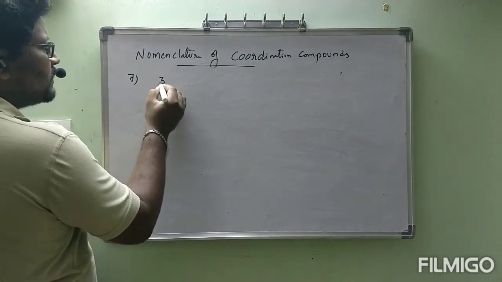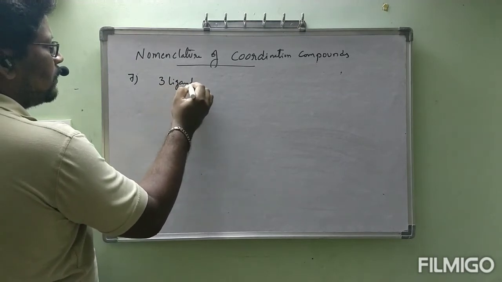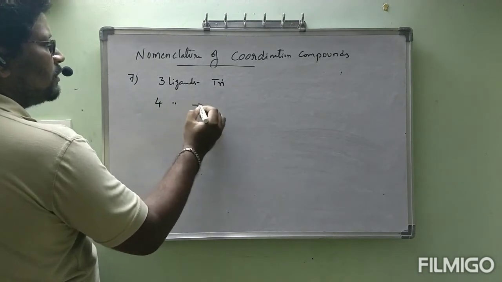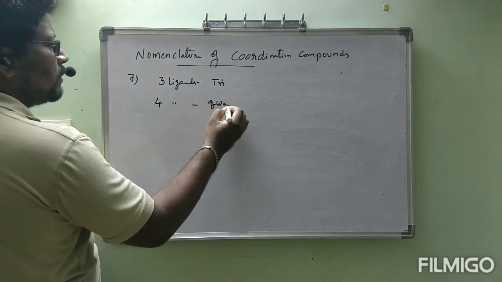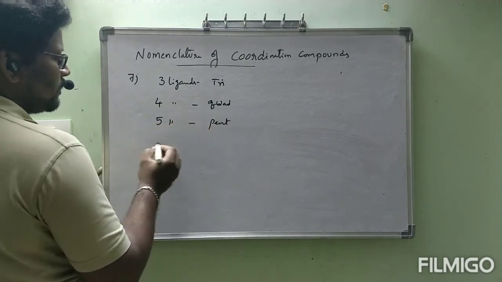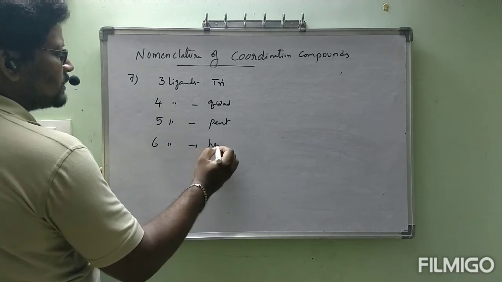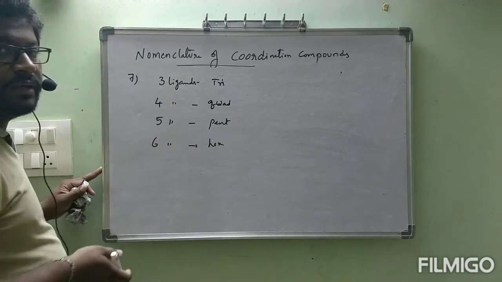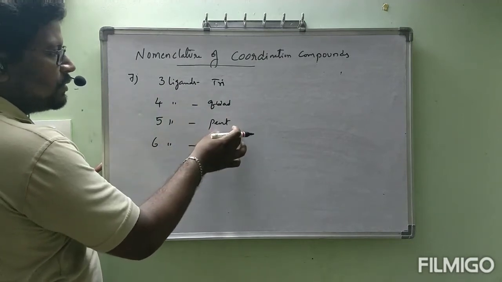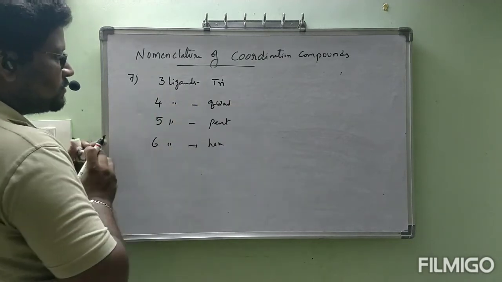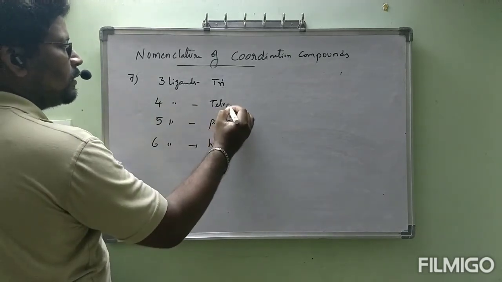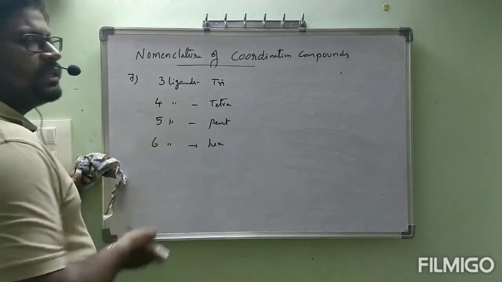If 3 ligands are there, tri. 4 ligands are there, tetra. 5 ligands are there, penta. 6 ligands are there, hexa. Like this we will give names ma. Hexacyano, pentacyano, tetra, sorry ma, tetra this one. Not quad, tetra, tri, like that we will give.